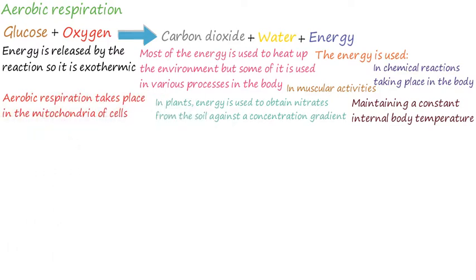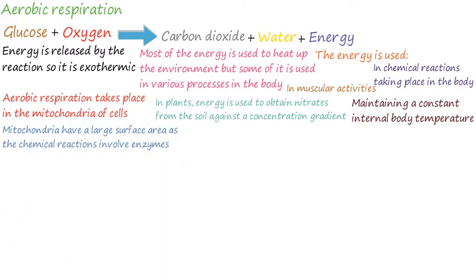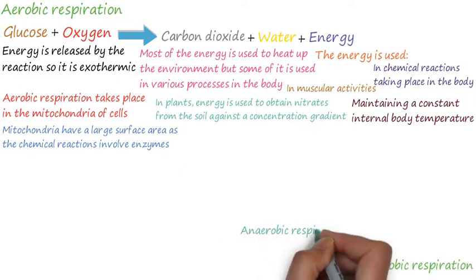Aerobic respiration takes place in the mitochondria of cells. Mitochondria have two membranes, with the inner one folded to give a large surface area. Having a large surface area is important as the chemical reactions taking place in respiration involve enzymes.